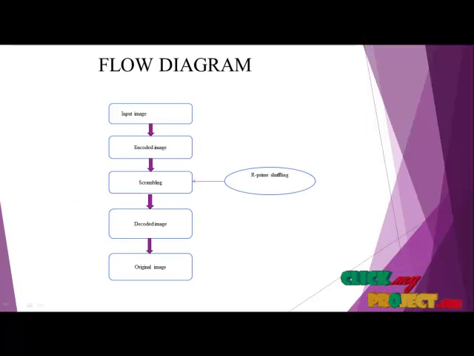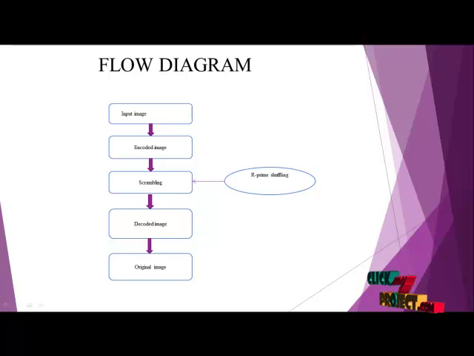The project flow diagram is to apply the shuffling process and get back the original image. When we read our input image, we have to encode another image into our original image. So the first image will be hidden and the second image will be shown on our interface. Next we apply the scrambling method.